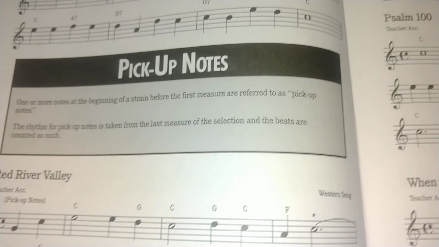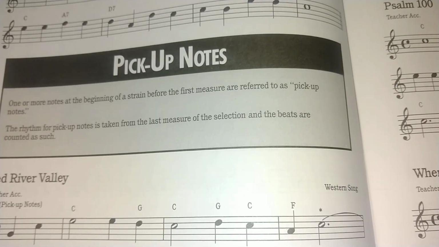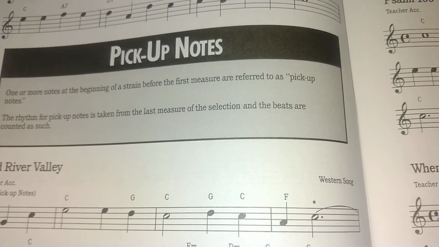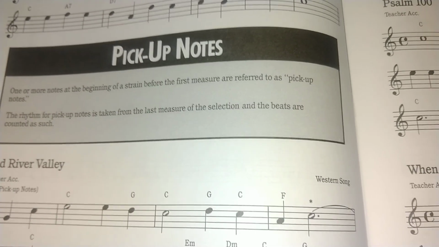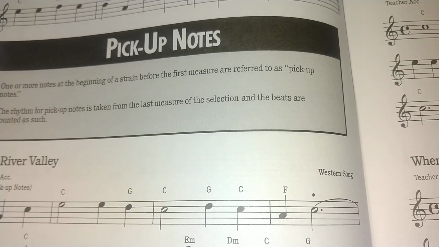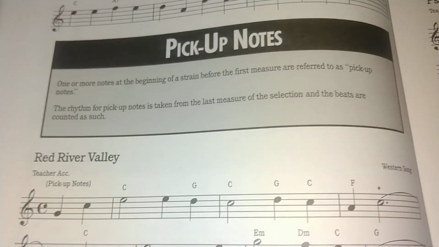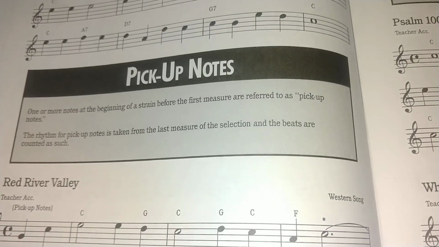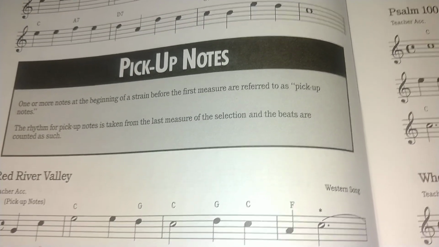So basically our book says here literally, pickup notes are one or more notes at the beginning of a strain before the first measure are referred to as pickup notes. The rhythm for the pickup notes is taken from the last measure of the selection, and the beats are counted as such. So that doesn't really make a whole lot of sense. So we're going to break that down a little bit more for you guys to understand, okay?